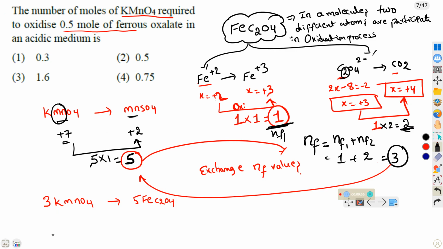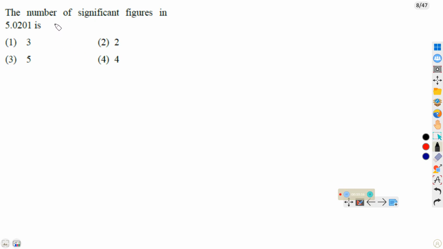Then 0.5 moles of ferrous oxalate. How many moles of KMnO4 required? 0.5 into 3 by 5, that is 0.3. So the first option is correct.